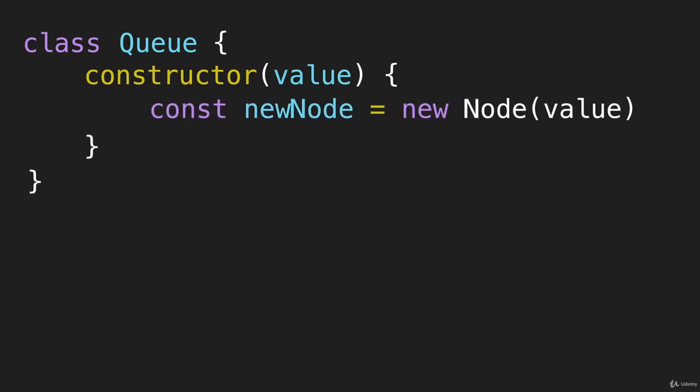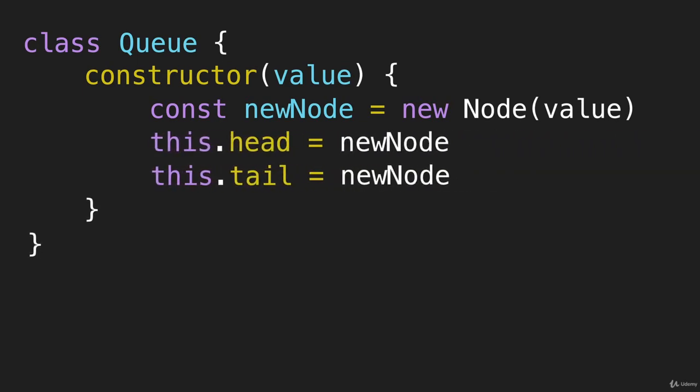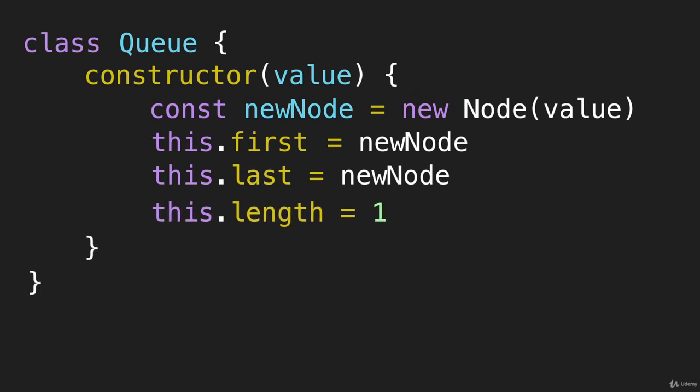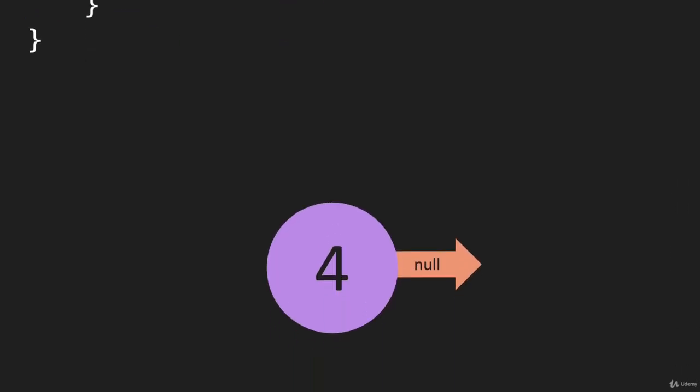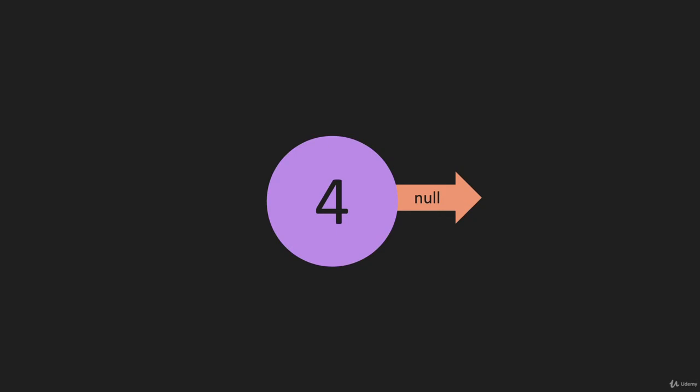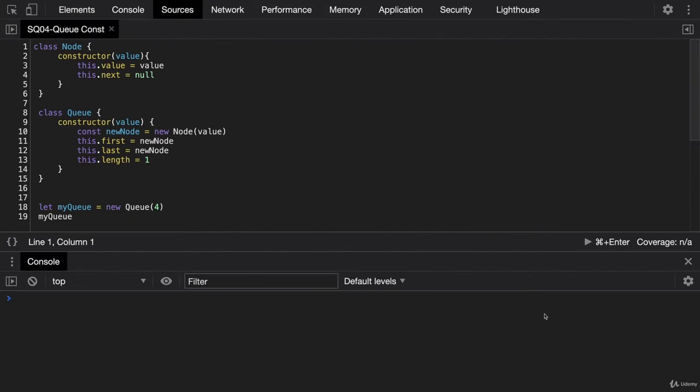The first thing we need is to create a node. And the next thing in the linked list class is we said set head and tail equal to the new node that we just created. But in the queue, instead of calling this head and tail, we're going to call it first and last. And then we just say the length is now 1. So we'll look at this in a moment in DevTools, and when we do, we'll create a node with the value of 4. Okay, so let's flip over to DevTools.